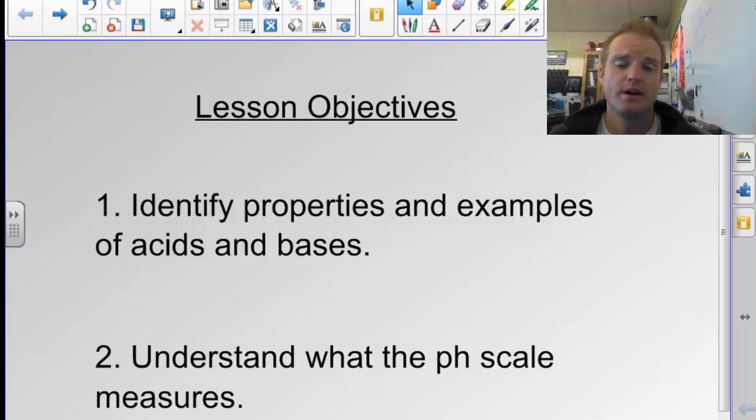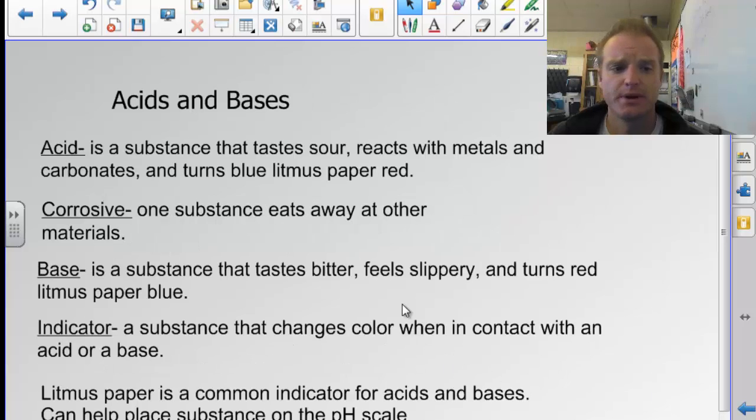This is on acids and bases, kind of the basics of acids and bases. So our lesson objectives are on this first page. You do not have to write these down. Our first objective is to identify the properties and examples of acids and bases. And secondly, to understand what the pH scale measures. So acids and bases. Everyone's probably heard of an acid before, but what's a base?